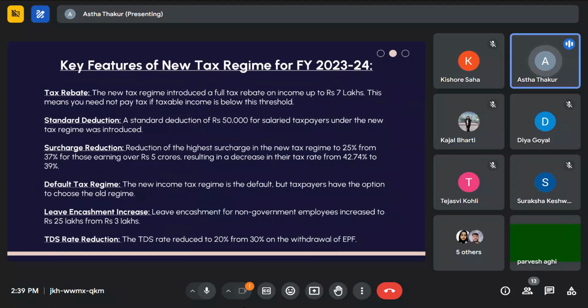Yes, sir. One of the reasons the government introduced the new tax regime is to reduce the complexity in the tax structure, and we have included the details in the further slides for the same. Okay, sure. Go ahead, please.